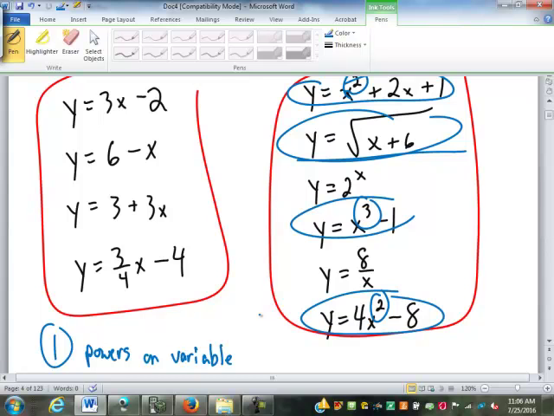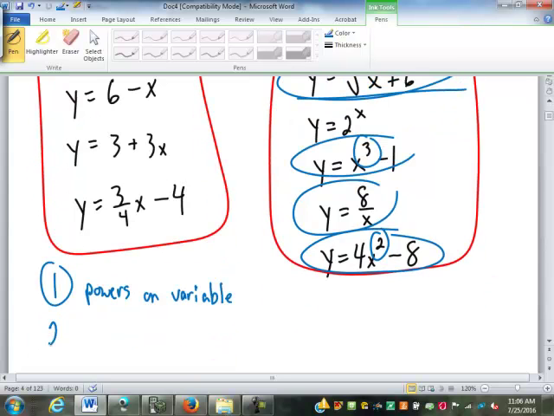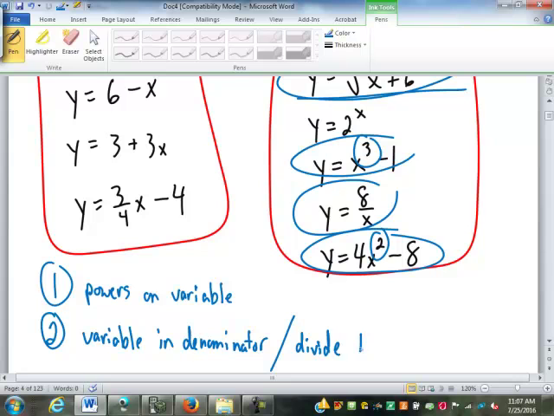What else do we see? We've got 2 more up there. What's going on in those? Well, here's a fraction. Yes, that's very important. There's a variable in a denominator. Along with that, remember, fractions can be thought of as division, or dividing by a variable. They're kind of the same thing. A variable in the denominator is dividing by a variable.